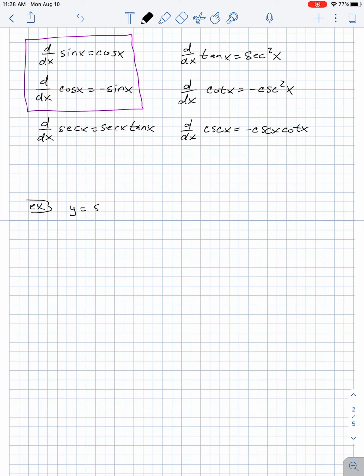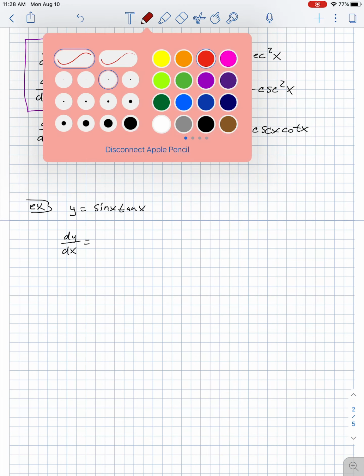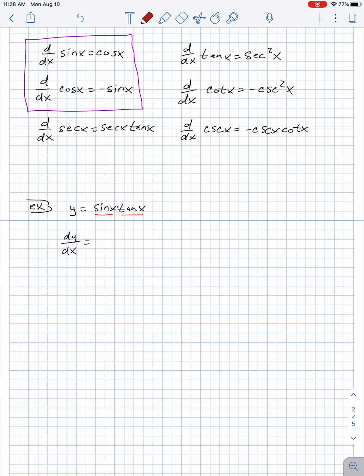All right, so sine x, tangent x is our first example. So since this is a y equals, my notation is going to be dy dx is... Yeah, I look at this, I say, okay, I've got a product. I've got two things multiplied. So I am doing the product rule.